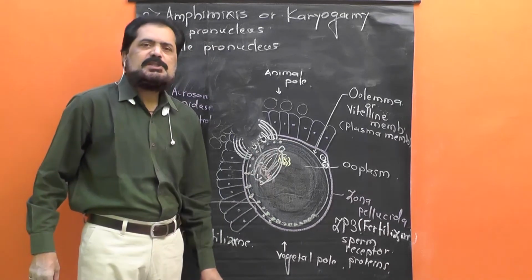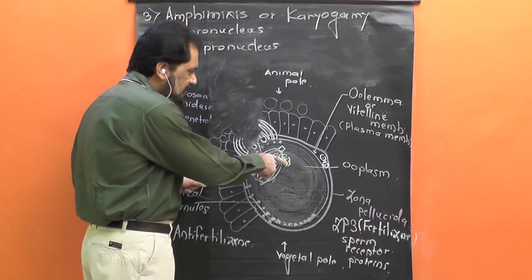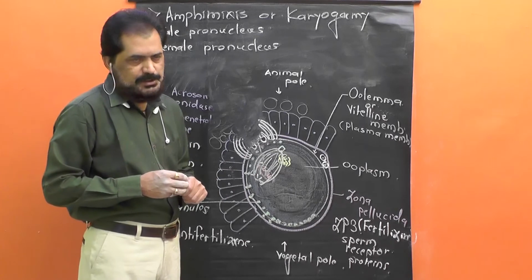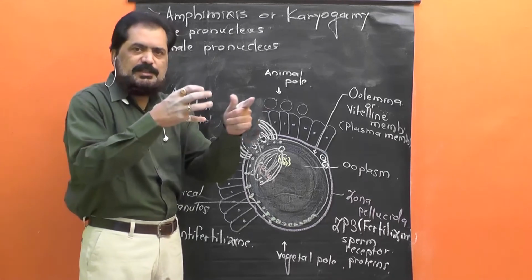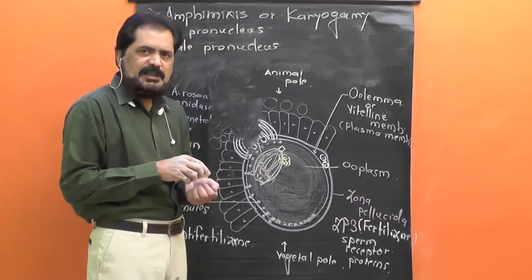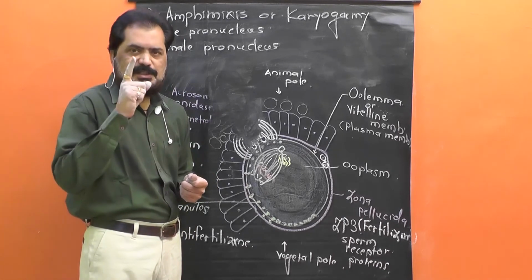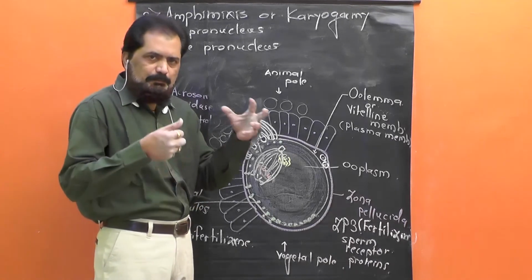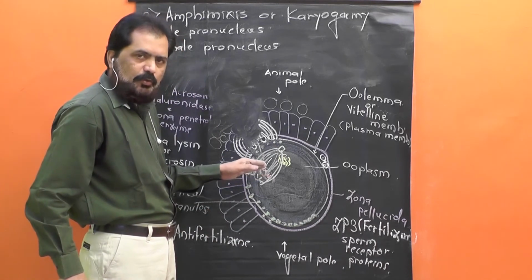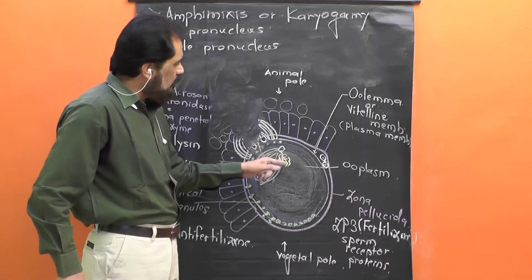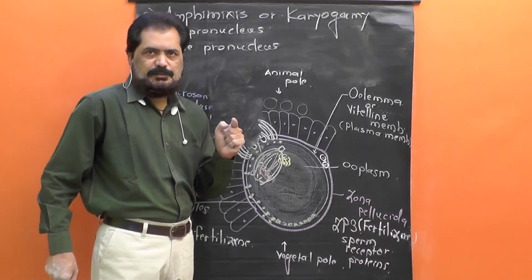स्पिंडल तयार होतं आणि हे स्पिंडल इट हेल्प्स फॉर द मिक्सिंग ऑफ chromosomes of male pronucleus and chromosomes of female pronucleus. मेल प्रोन्यूक्लियस मधले 23 गुणसूत्र आणि फिमेल प्रोन्यूक्लियस चे 23 गुणसूत्र यांचं त्या ठिकाणी मिक्सिंग होतं and ultimately there is a formation of 23 pairs of chromosomes or 46 chromosomes. This process of mixing of chromosomes of male pronucleus and chromosomes of female pronucleus is called amphimixis. Okay, याला amphimixis असं म्हणतात.